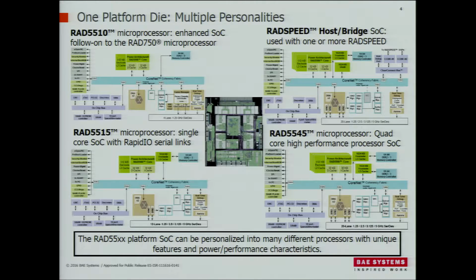The one thing that it doesn't have in it is in the top right-hand corner. There's a bridge to our RAD speed digital signal processor chips. So hopefully the terminology is clear now, and it won't be too muddled. RAD55xx is the whole thing, the whole family, and then there are these different instances of devices in the architecture.